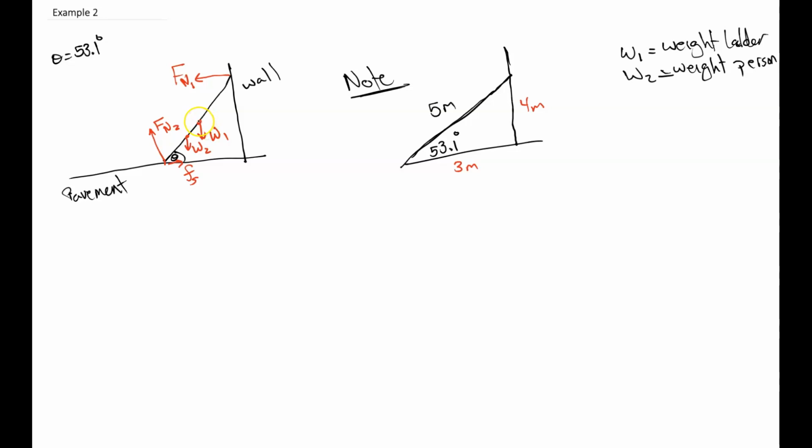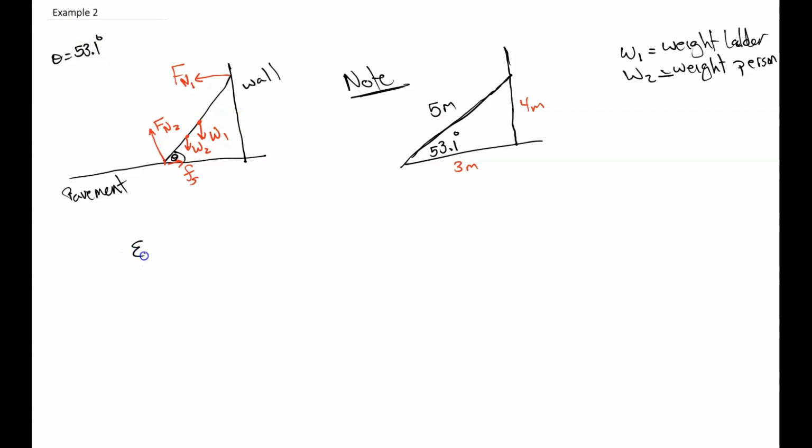At the center of the ladder, we're going to have W1, which is the weight of the ladder, and then 1/3 up the ladder is going to be W2, which is the weight of the person that's climbing the ladder. And if you note from your trig, since the ladder is 5 meters long and we have a 53.1 degree angle, you can use sines and cosines to find that this is a 3, 4, 5 right triangle for this problem.